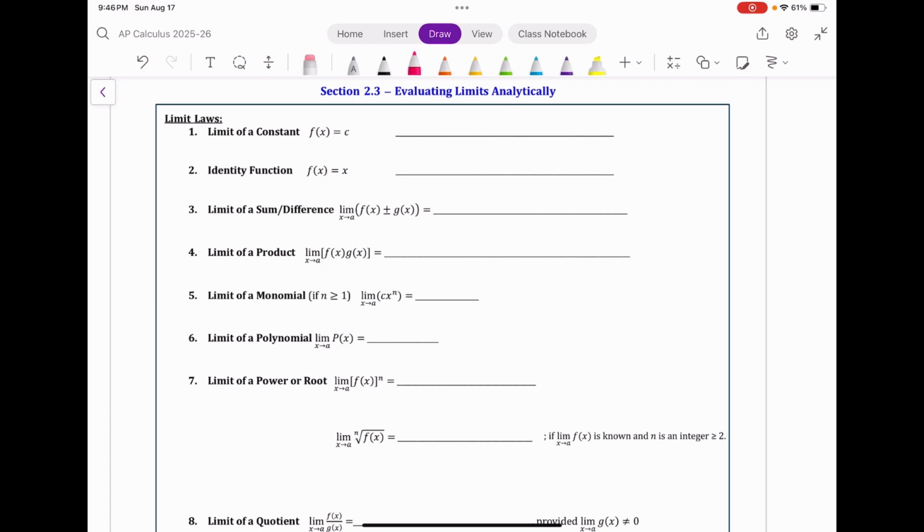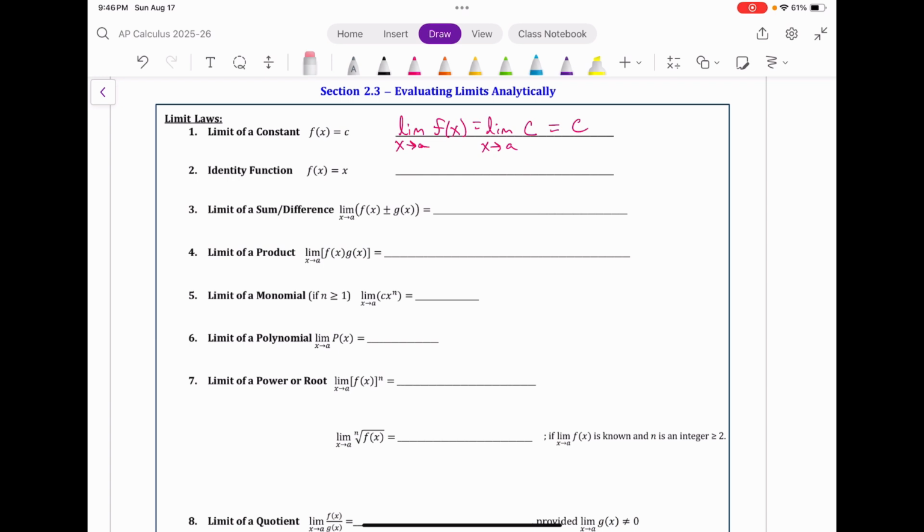Let's say you have f of x equals c, and c could be some number like 5. The way you'd find the limit of a constant is, let's say the limit as x approaches a for f of x would be equal to the limit as x approaches a for the constant. Graphically, this would just be a horizontal line at c. So if you're approaching a from both sides, you end up just approaching c.